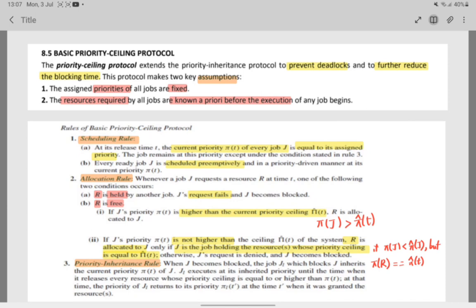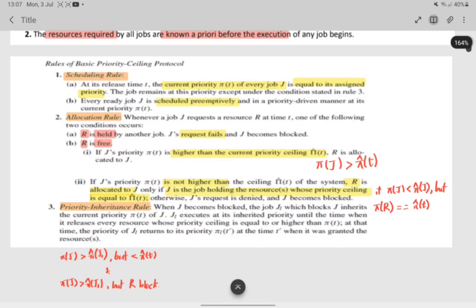You need to know this protocol has two assumptions: the priorities of all the jobs are fixed, and the resources required by all the jobs are known a priori before the execution, which means the resource access of the jobs is known before the execution. And there are rules for this protocol.